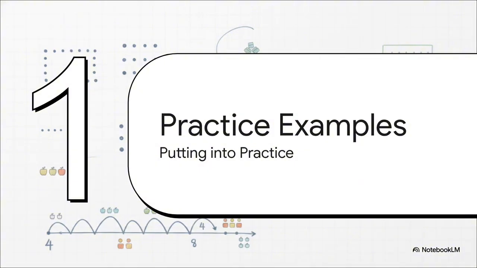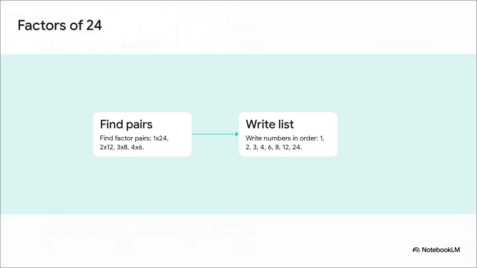Section 4, Worked Practice Examples. Let's put all this theory into practice. Okay, let's find all the factors of 24. We don't want to just guess wildly here. We want a methodical approach. We first identify all the multiplying pairs that perfectly fit into 24. We start systematically. 1 times 24, then 2 times 12, 3 times 8, and finally 4 times 6.